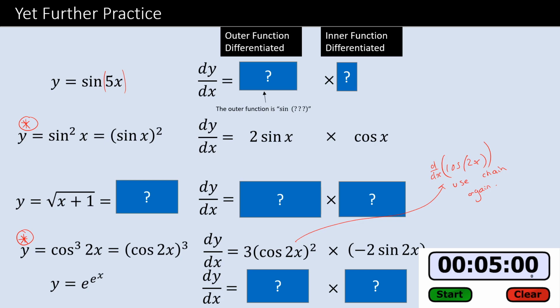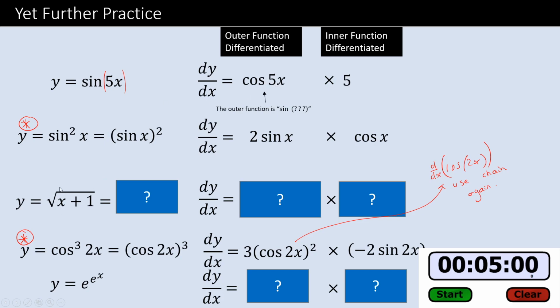All right, so there's our time. So we've got these last few remaining questions to have a quick click through, and then we will go from there. So the outer function is a sine of something. Sine differentiates to cos, so we're going to get cos of something. The something differentiated, well, 5x just becomes 5. So 5 cos 5x.